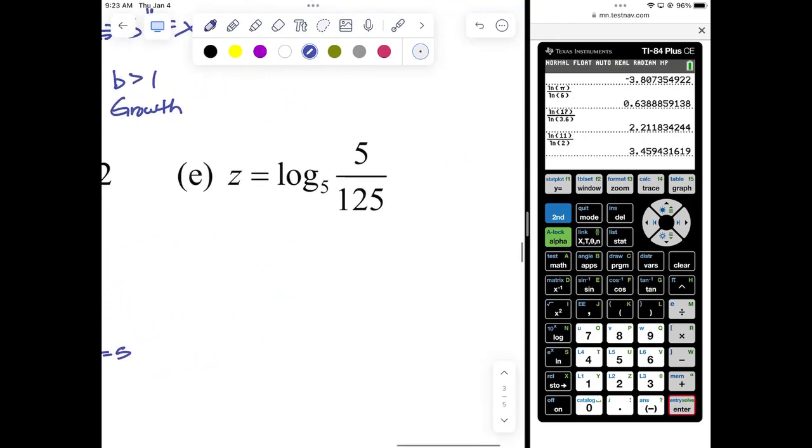Now, just to round this out, this takes us back to what we had on example 1. This is another log equation, but it's solved for z already. So all we have to do is simplify the right-hand side to get it down to a single number. So let's see if we could do that.